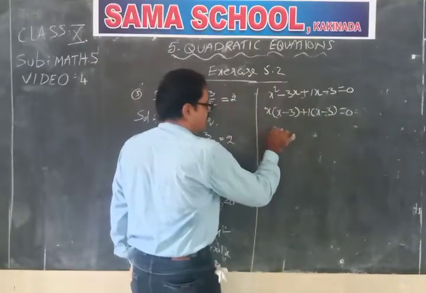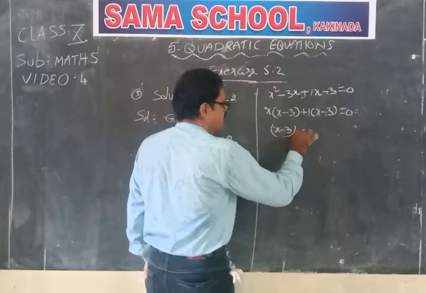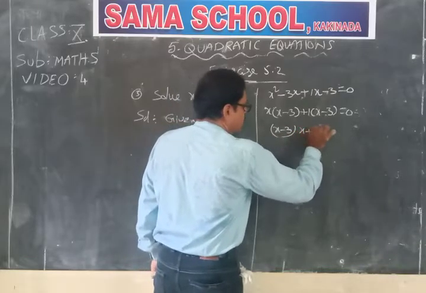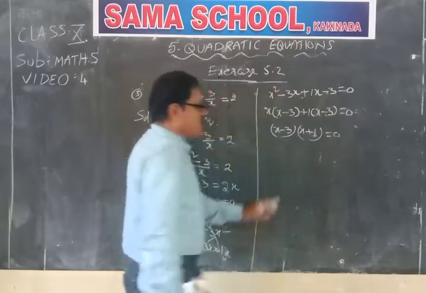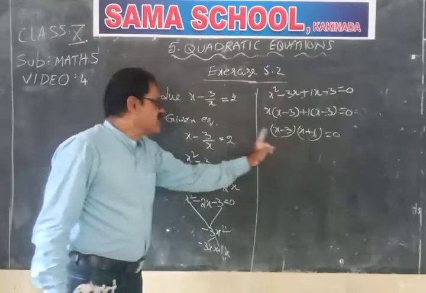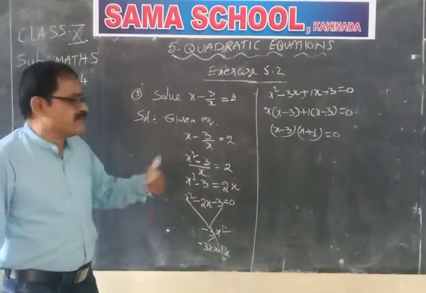Now (x minus 3) into (x plus 1) is equal to 0. These two are the two linear factors for this quadratic equation.